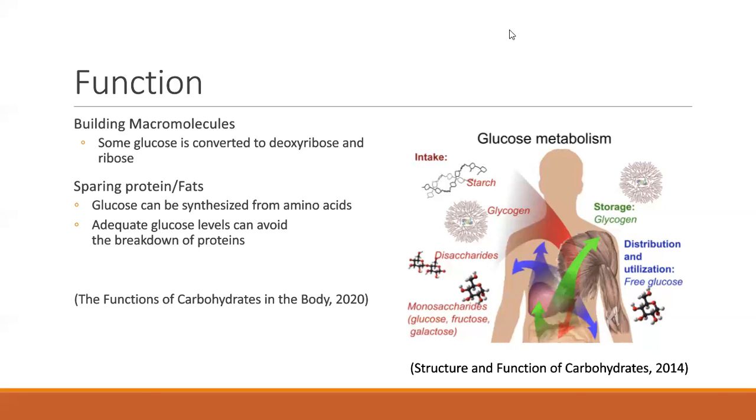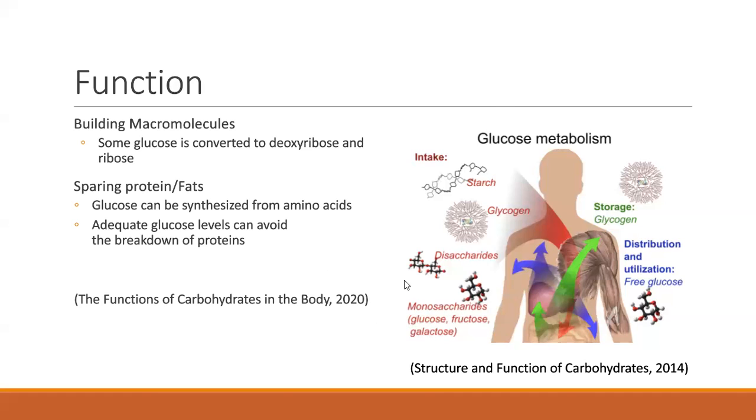And what we mean by sparing proteins and fats is that if you have an adequate glucose supply, the body does not need to break down proteins to get amino acids so that it could make glucose or get energy.